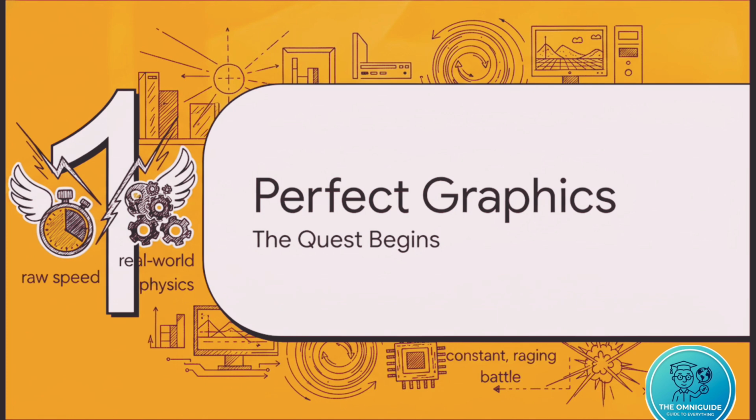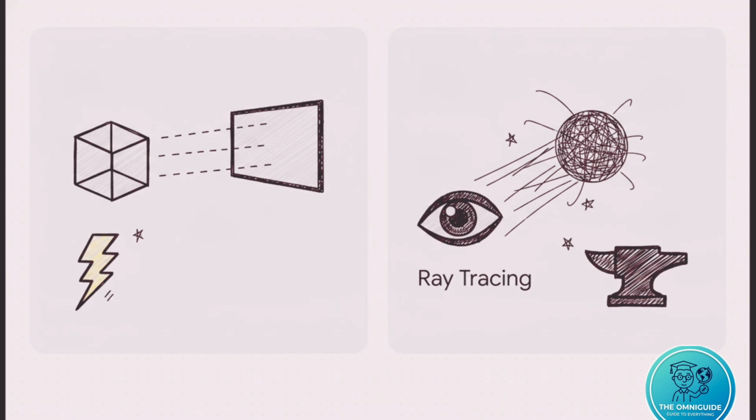Section 1. The Quest for Perfect Graphics. You see, there's this eternal war in computer graphics between raw, blinding speed and actual real-world physics. And to understand that battle, we really have to look at the two heavyweight champions of rendering, rasterization and ray tracing. Now, rasterization, that is the incredibly fast norm for most gaming today. It directly projects 3D polygons right onto your 2D screen. But, and this is a big but, it grossly fakes the physics of lighting and shadows.